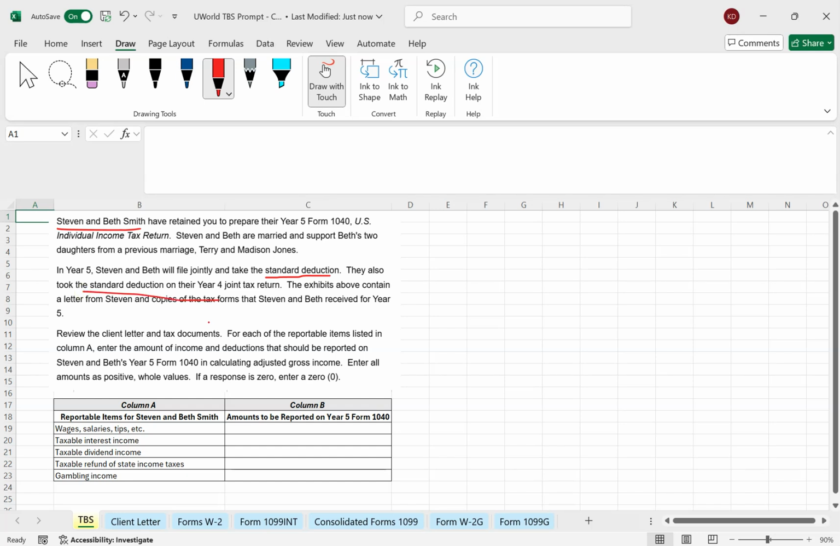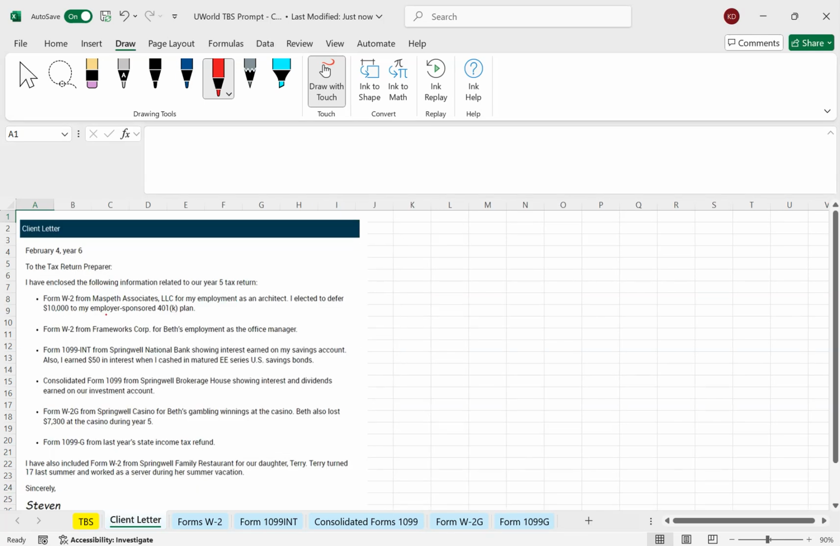They give us some exhibits, right? And they say, hey, based on these exhibits, can you please fill in, pretend we're doing the 1040, and enter the income items down below, things like wages, interest, dividend, state income taxes, gambling income. Now to do this, we have to look at the documents and apply the rules. Let's start here with the client letter.